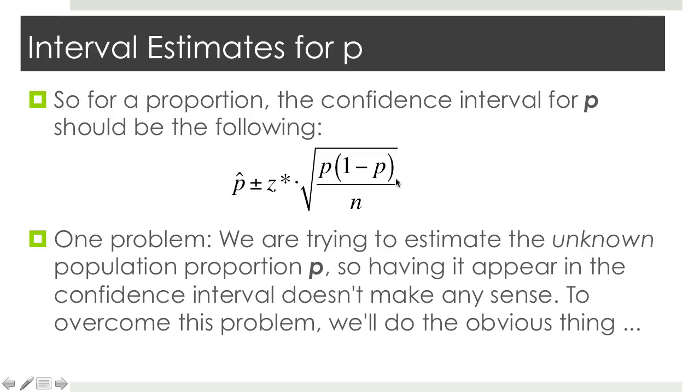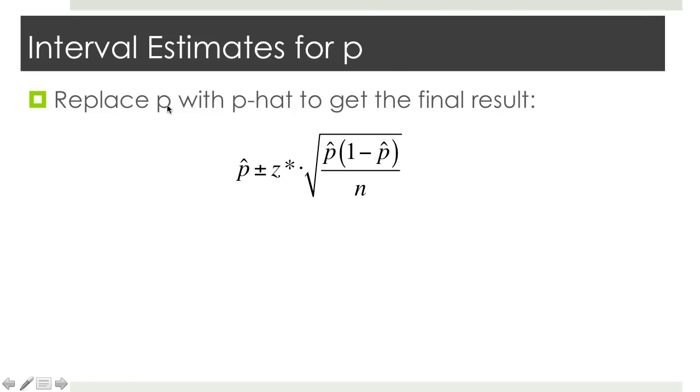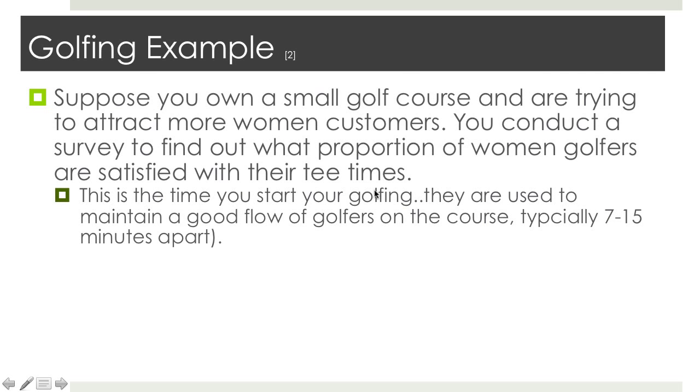We're going to overcome this by doing a pretty obvious thing. We're just going to replace our value of P with P hat to get our final result. So our confidence interval is going to look like our point estimate P hat plus or minus our confidence multiplier times the standard deviation, where we use the sample proportion P hat instead of the unknown population proportion P. That's going to give us what we need. It looks very much like what we saw in the previous two videos when finding the confidence interval for population means. So let's take a look at a golfing example.